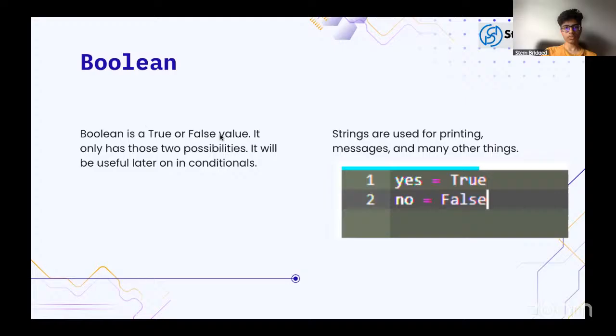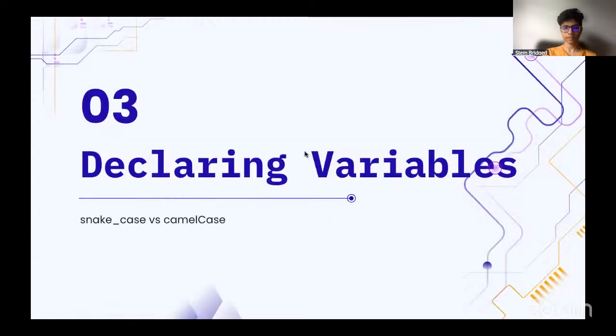Booleans are just a true or false value. These are usually used in if statements or other conditionals. So like yes is equal to true, no is equal to false.